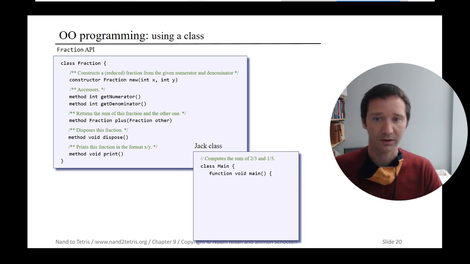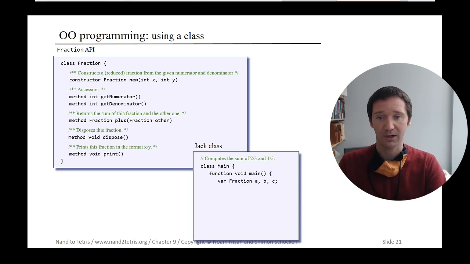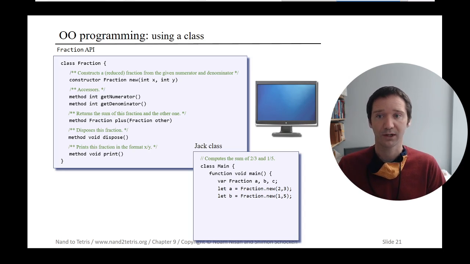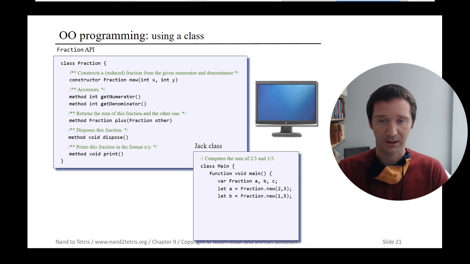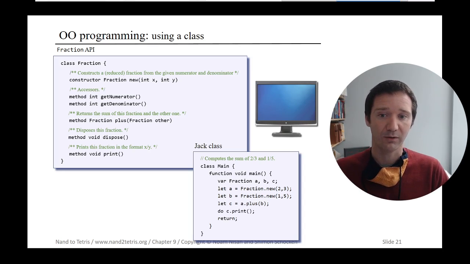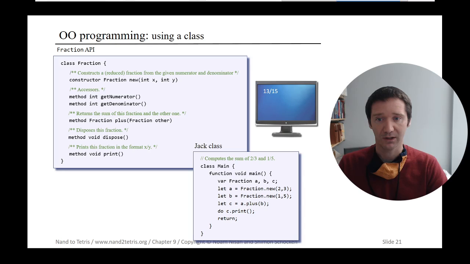So we have our main code, and we want to compute the sum of 2/3 and 1/5. We have our class Main, and we have our function main as the entry point. We're going to create three fractions, a, b, and c. We're going to let fraction a be a new fraction, and initialize that with the values 2 for the numerator, 3 for the denominator. Likewise, we're creating a fraction for b. We're going to then assign to c, a fraction variable we created, a plus b. We're doing this in an object-oriented way. Then we print the result, the value of c, and that's our program.